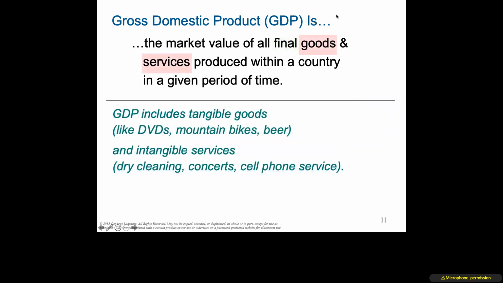What do we mean about goods and services? Goods and services are things tangible, goods, DVDs, mountain bikes, beer, hamburgers, etc. And intangible goods are also considered to be goods and services. And they're intangible usually because they're services. So dry cleaning, concerts, cell phone service, you can't look at those and say they exist, but you know they exist because otherwise your phone wouldn't work. Otherwise you couldn't hear any music at a concert. Otherwise your clothes wouldn't be clean.